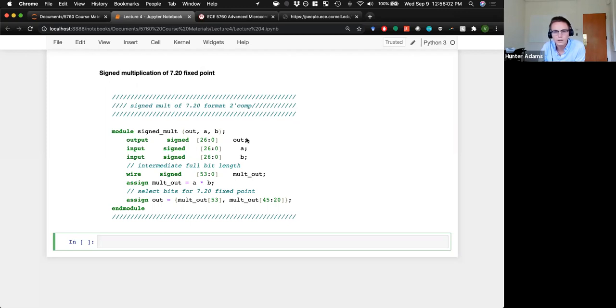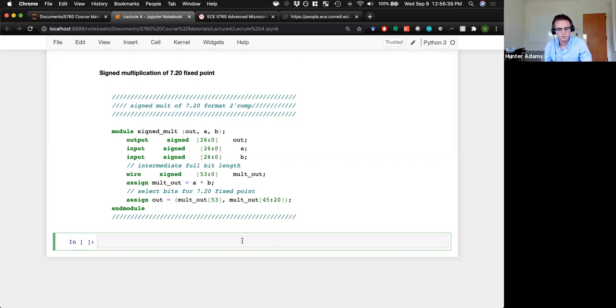So it takes in two inputs, A and B, each of which are 27 bits wide in assumed 7.20 fixed format. And then it'll return an output of the same type. It does so by doing a multiplication of these two numbers and storing that in an intermediate register called mult_out, which is 54 bits wide. So twice the width of both of the inputs. And then it returns the most significant bit, bit 53, and then this range of bits 45 to 20.